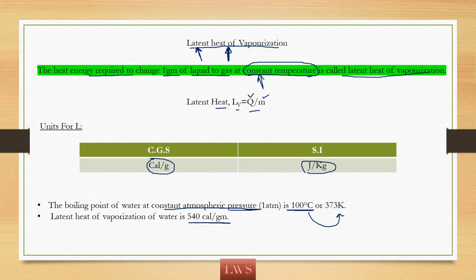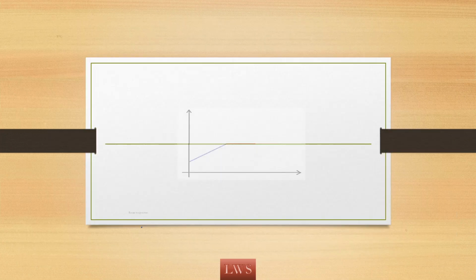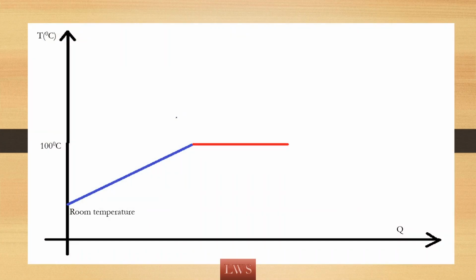Okay, at 100 degrees, for each gram of water, we need to supply 540 calories of heat so that the water will convert to the gaseous phase. And this heat is at the normal atmospheric pressure. Okay, normal atmospheric pressure. So once the water reaches 100 degrees Celsius, we supply 540 calories for 1 gram. This is the 540 calories of heat.